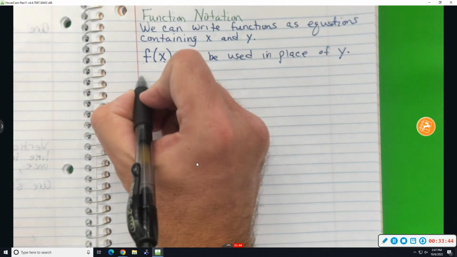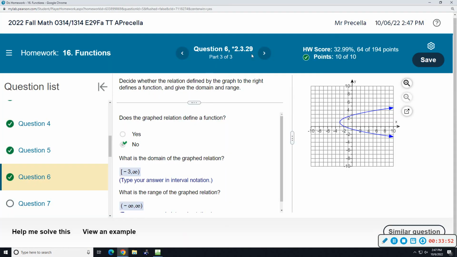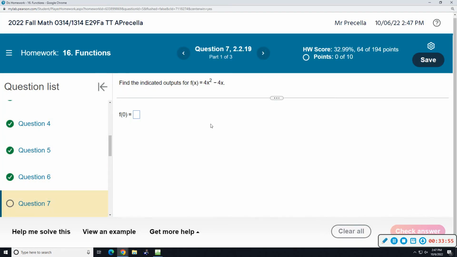And if we look at problem 7, find the indicated output. Oh, I haven't used that word today. For this function, let me write it down. F of x, or function of x, is 4x squared minus 4x. And we're told that x is equal to 0, so function of 0 is 0.